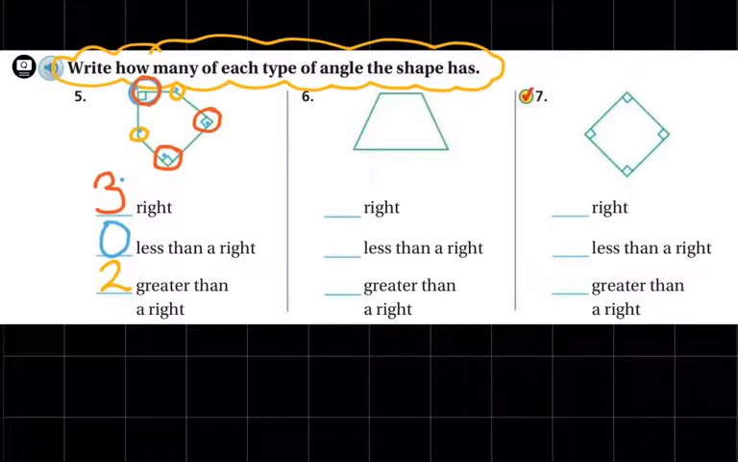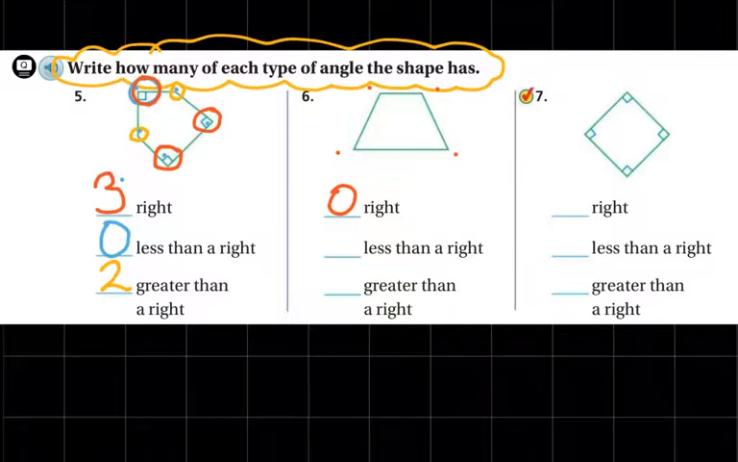Let's look at number 6 together. Let's first count the angles. We have 1, 2, 3, 4 angles. So all of our numbers here should add up to 4. How many right angles do we have? They did not put any little squares inside the angles because none of them are right. So we are going to say that there are 0 right angles. Now we need to see how many are less than right angles.